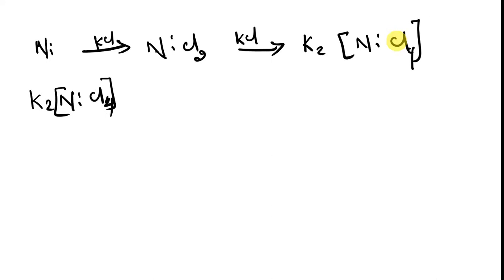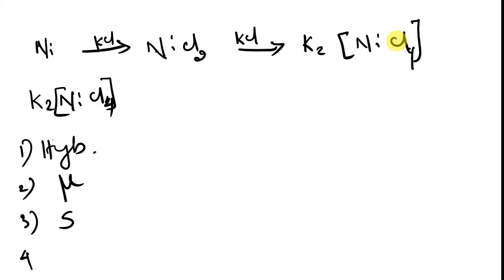So for this compound, we have to find what we have to find. First, we have to find the hybridization, second, the magnetic moment, third, the spin multiplicity, and fourth, the nature, either para or dia. So let us check it out.